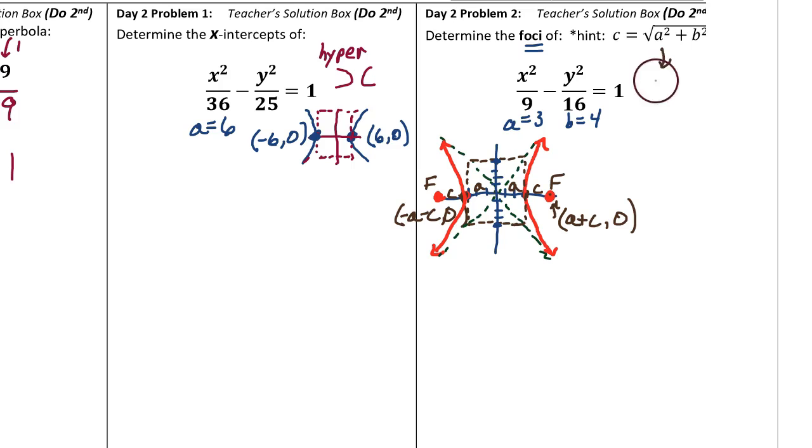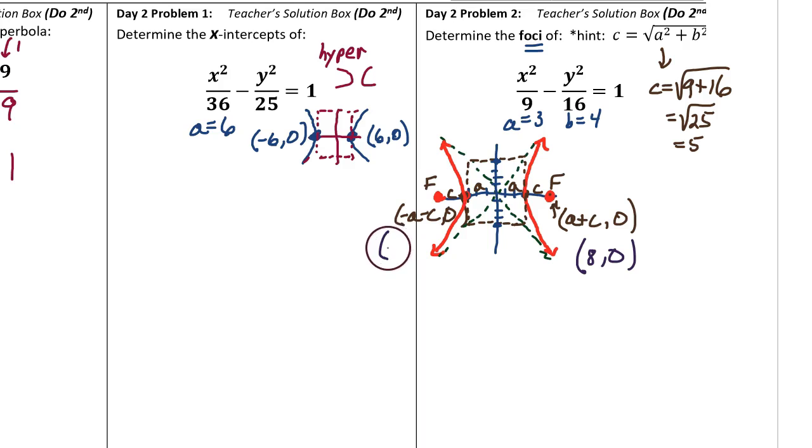Using the Pythagorean theorem, c is equal to the square root of a squared plus b squared. So we have the square root of 9 plus 16. That's the square root of 25, and that equals 5. Now that we know a and c, we can get our answers. The focus point on the right has the coordinates (8, 0). And the focus point on the left has the coordinates (-8, 0). Those two ordered pairs are the foci.